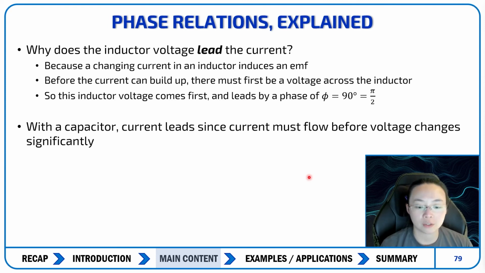With a capacitor, the current is going to lead because the current has to flow before the voltage changes significantly within a capacitor system.